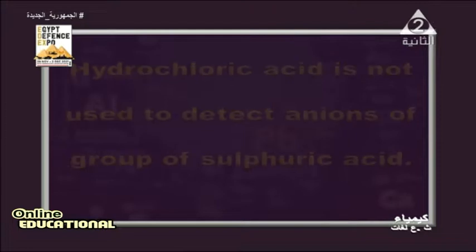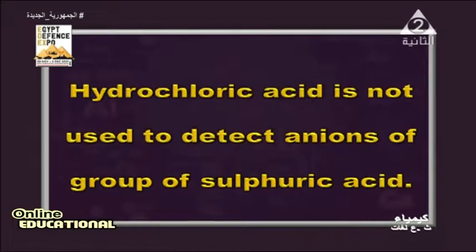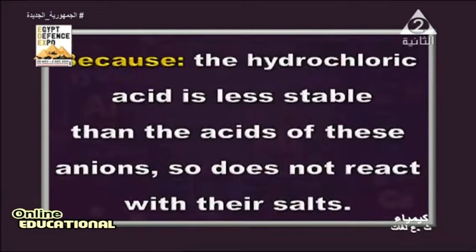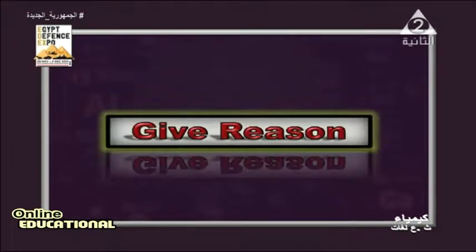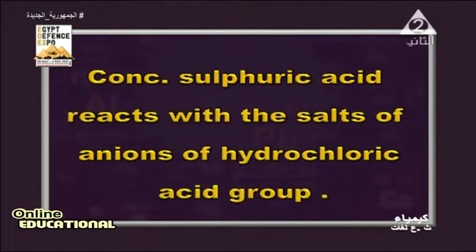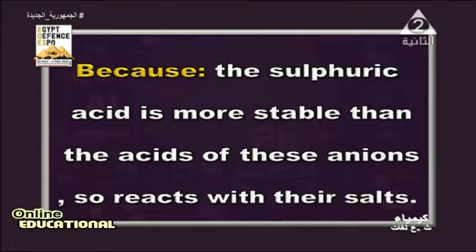We have a give reason at this point. Hydrochloric acid is not used to detect the anions of the group of sulfuric acid. Why? I told you before, because the hydrochloric acid is less stable than the acids of these anions, so it doesn't react with their salts. Another give reason at this point: concentrated sulfuric acid reacts with the salts of the anions of the hydrochloric acid group. Why? Because the sulfuric acid is more stable than the acids of these anions, so it reacts with their salts.